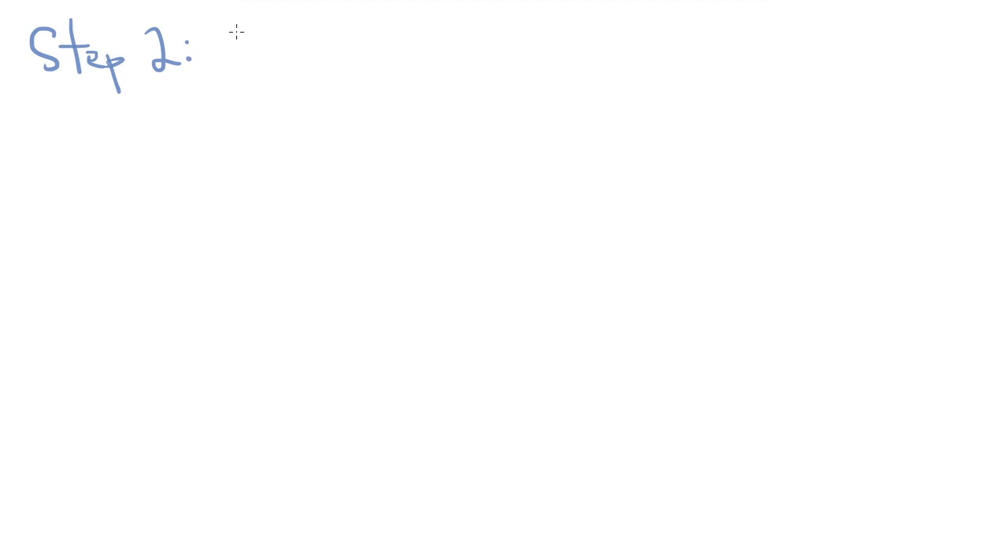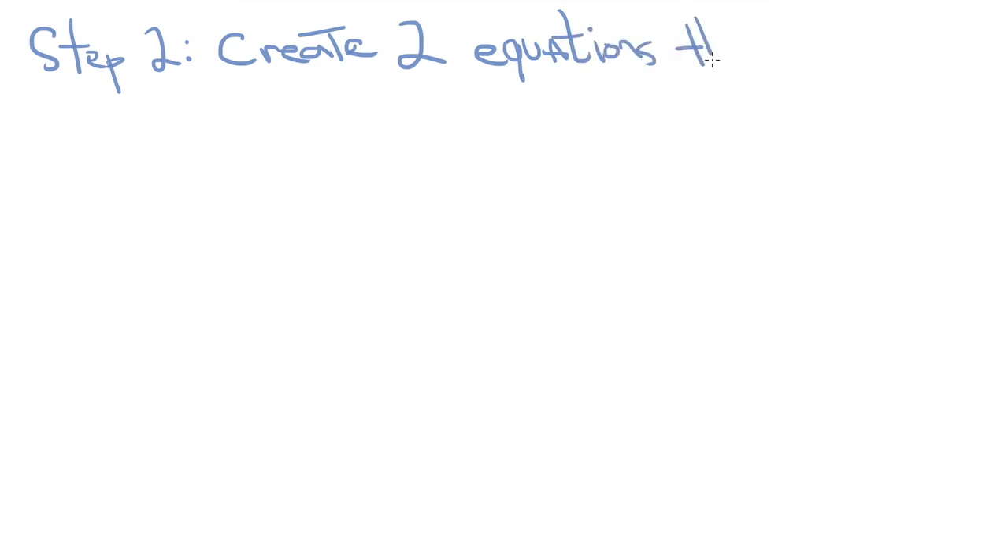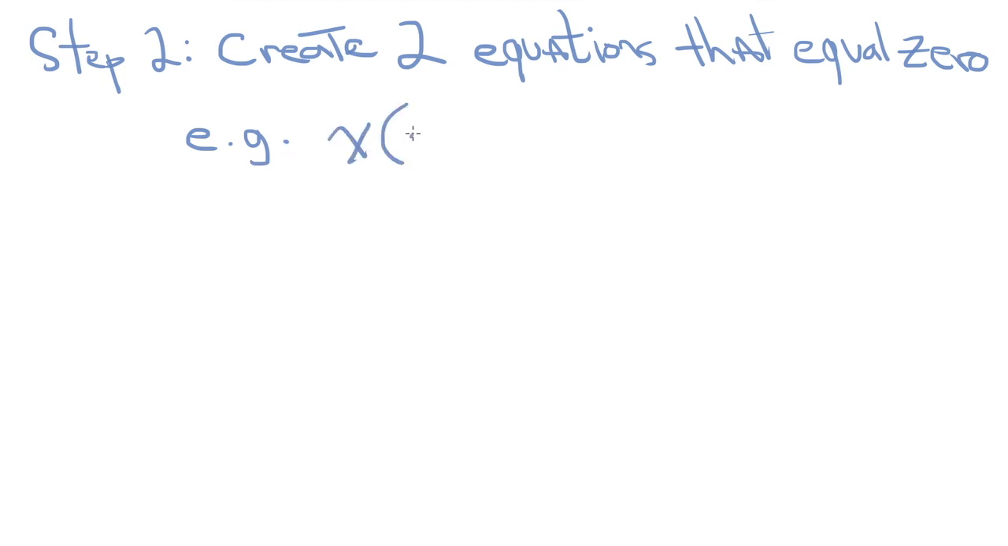So step 2 is create two equations that equal 0. Because we know one of them has to be true, but we don't know which one. So I'm going to use my last example. Remember where we were, right? We were at x times x minus 7 equals 0.